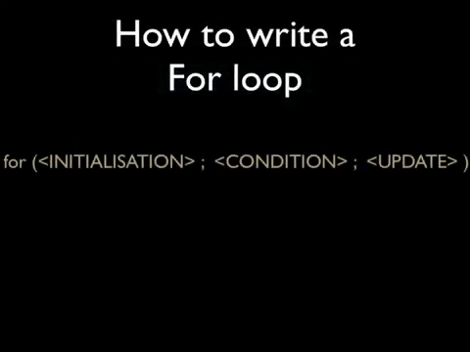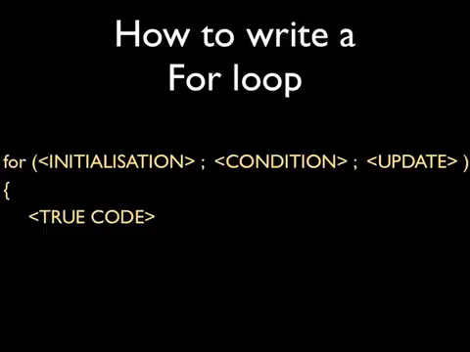How do we write a for loop? We start out with for, we do the initialization, a semicolon, then our condition, another semicolon, then the update. So how we're going to update our variable. We just open a bracket, do whatever we want, which is true for that condition, close the bracket off.